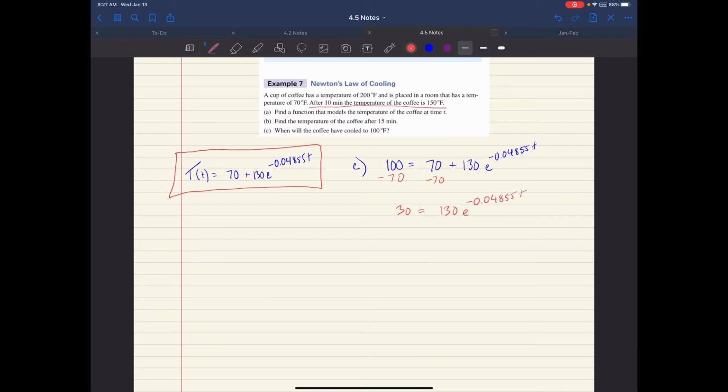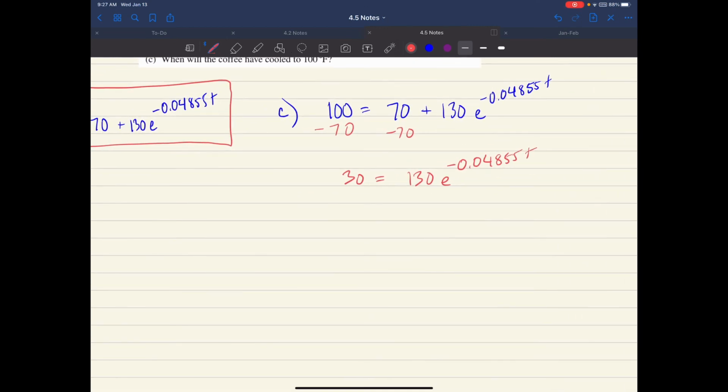0.04855 T. And you'll notice from this point on, almost all of these questions, and in your homework it's the same. You start completing the exact same process. So we divide by 130 in this case. 30 over 130 is 3 over 13 equals e to the negative 0.04855 T. Take the natural log. So these are all the steps that repeat in every question. So this would be negative 0.04855, and I am skipping that step of writing natural log, then bringing it down. I'm doing it in one step.